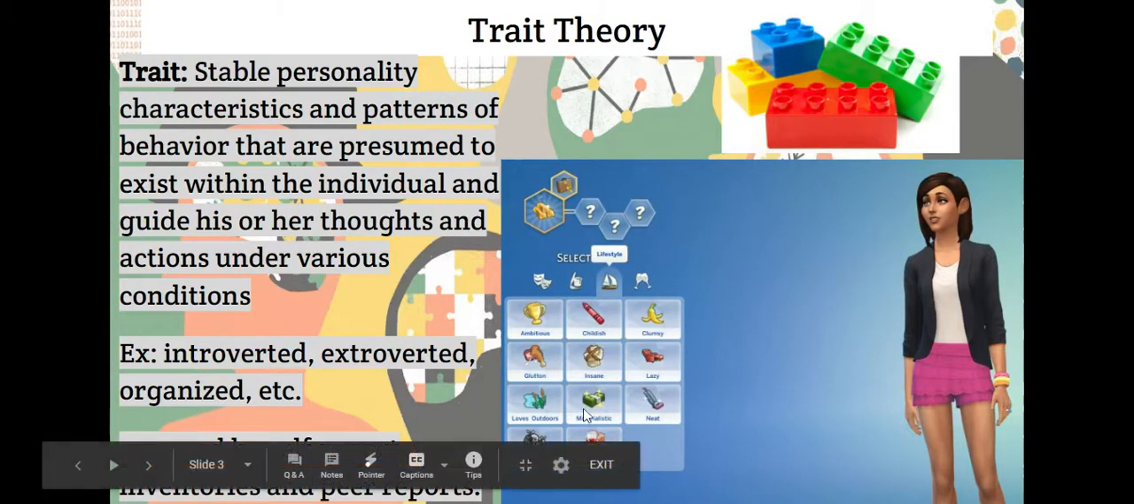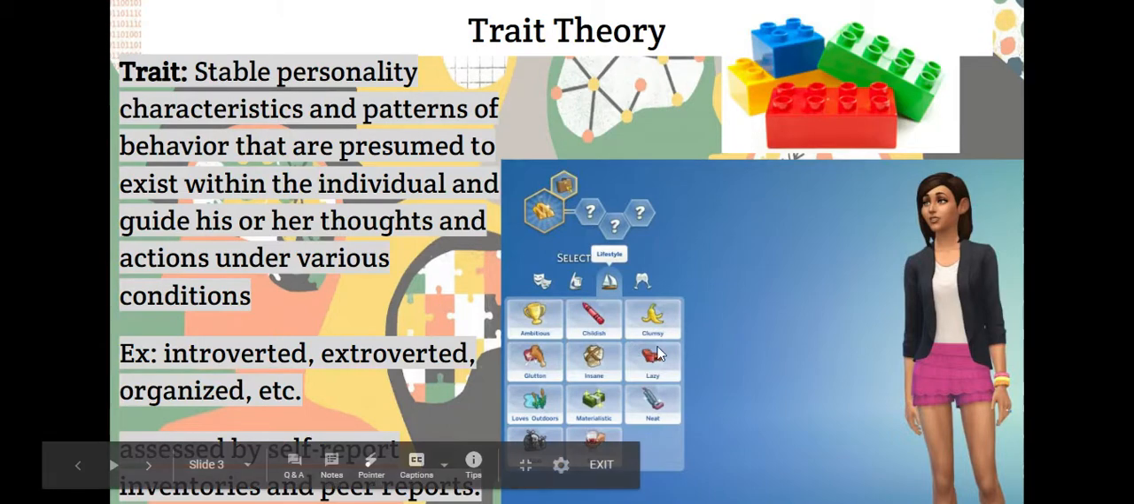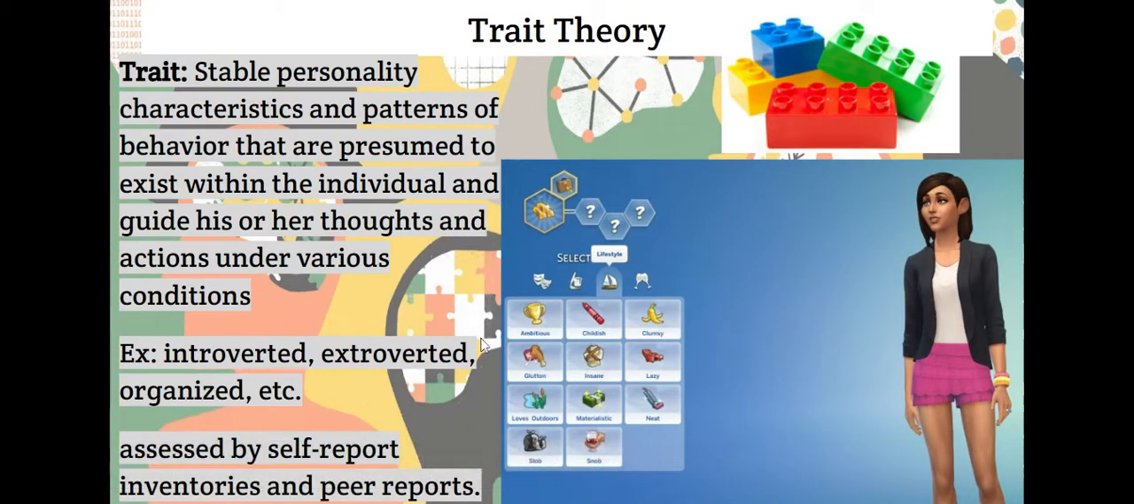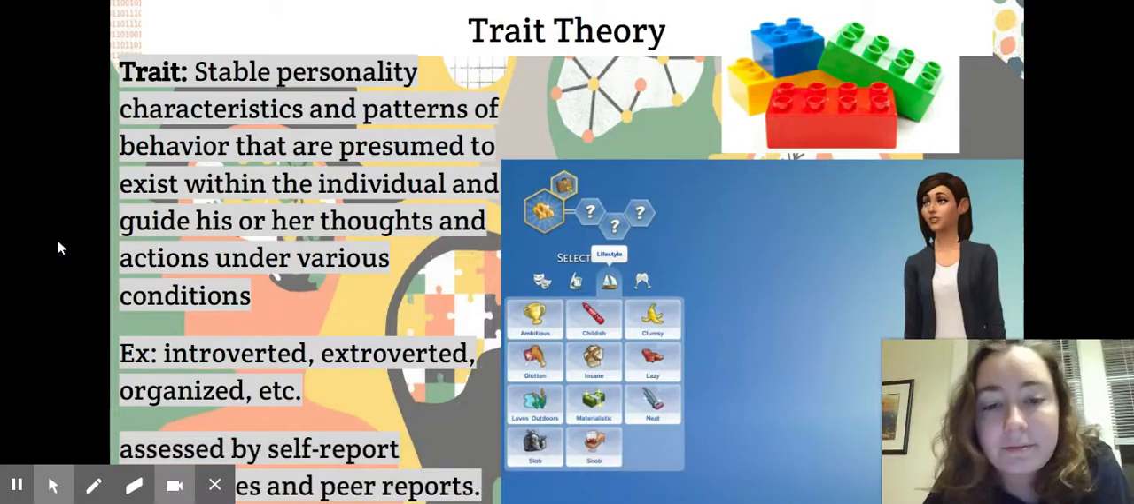So you could choose for her to be materialistic. You could choose for her to be neat. You could choose for her to be ambitious. So these are all different traits. And once you put those together, all those traits are going to build and then form her overall personality. So The Sims is a great example of this. And we're going to talk about in a sec how The Sims kind of shows some factor analysis going on as well.